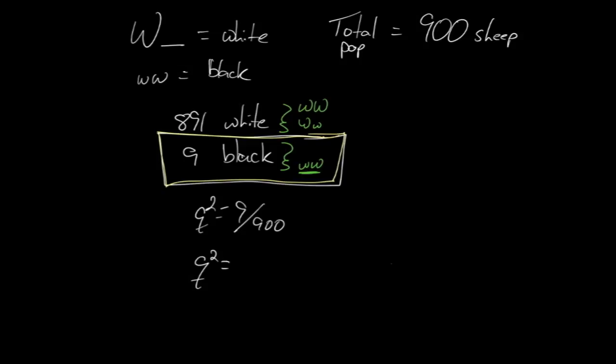All right? So q squared is equal to 0.01. So what is q squared? 1%. Yes. So 1% of the population is little w. All right? So it's 9 out of 900, 9 out of the total.